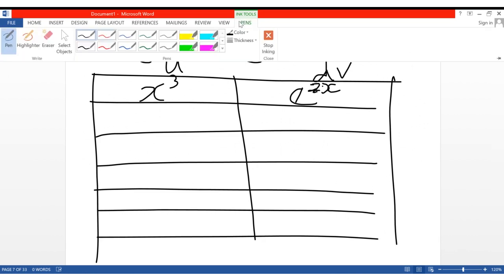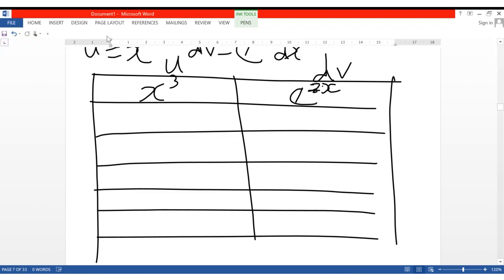You always differentiate the u. This one I'll get what? 3x squared, successive differentiation, then 6x, and I'll get a 6, and I'll get a 0. Now let's integrate this other part. Please don't confuse this other side. We are integrating. So when you integrate exponential 2x, you still get what? Exponential 2x.